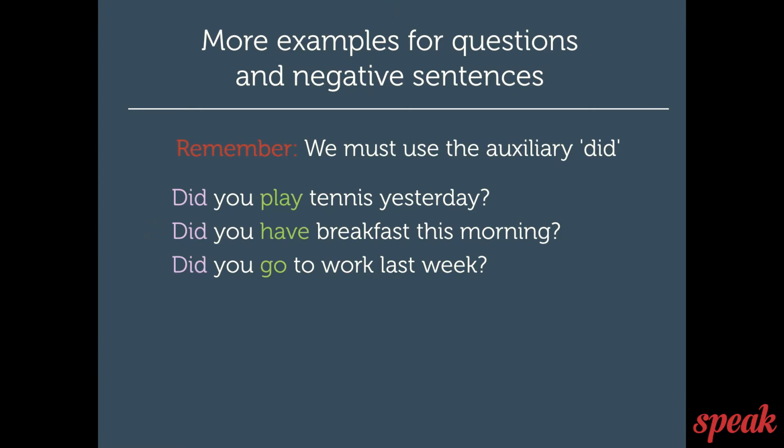Yesterday, last week. In the second example, we have, did you have breakfast this morning? This morning is when. It is telling us when the action happened. And in our third example, did you go to work last week? Did plus you, the subject, plus the verb, to work last week. Last week is again when. So as you can see, in all of these examples, we are talking about when the action happened. We need to say when the action happened.